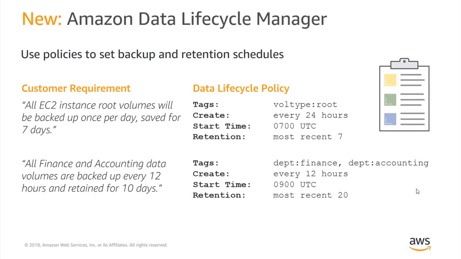As another example, your company may require that all finance and accounting data is backed up twice each day, and you need to retain those backups for 10 days. In this case, you would specify volume tags that identify the finance and accounting data and you would create a single policy that applies to both types of volumes. You would tell DLM to take a snapshot every 12 hours, with the first snapshot taken at, let's say, 0900 UTC. And then, to meet our goal of retaining 10 days worth of backups, we would want to tell DLM to hold on to the most recent 20 backups, since we are taking 2 backups each day.